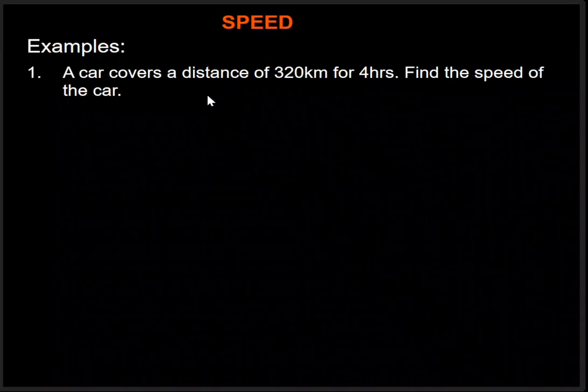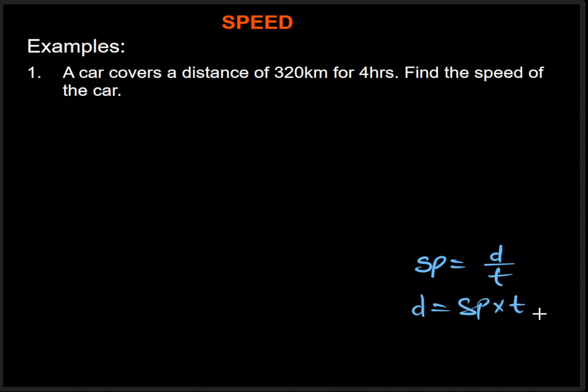Number one: a car covers a distance of 320 kilometers in 4 hours. Find the speed of the car. All right, so we are in speed, and you must take note of the different units. Here are the formulas: speed equals distance all over time, distance equals speed times time, and time equals distance all over speed. These are the formulas we'll be using for today's class.